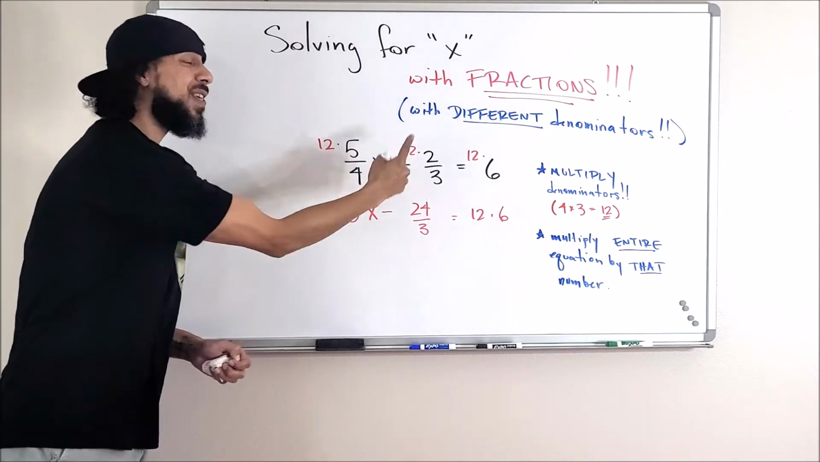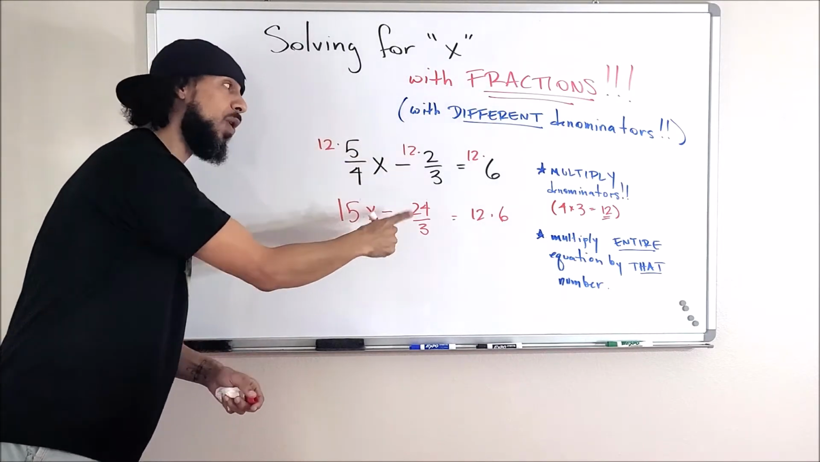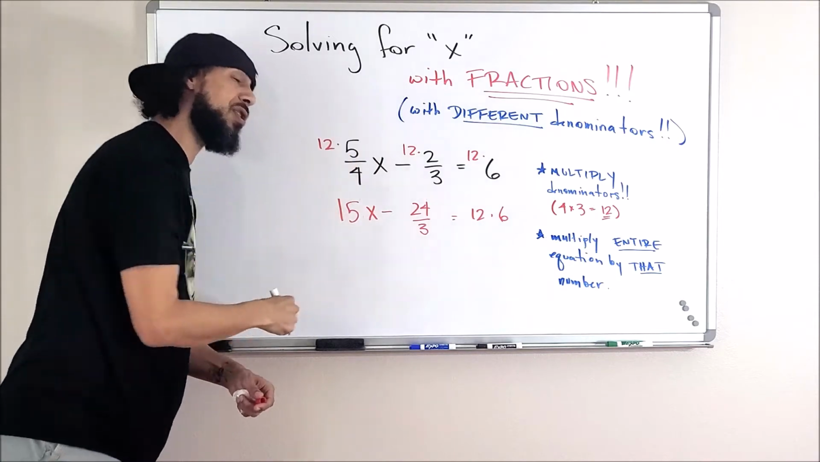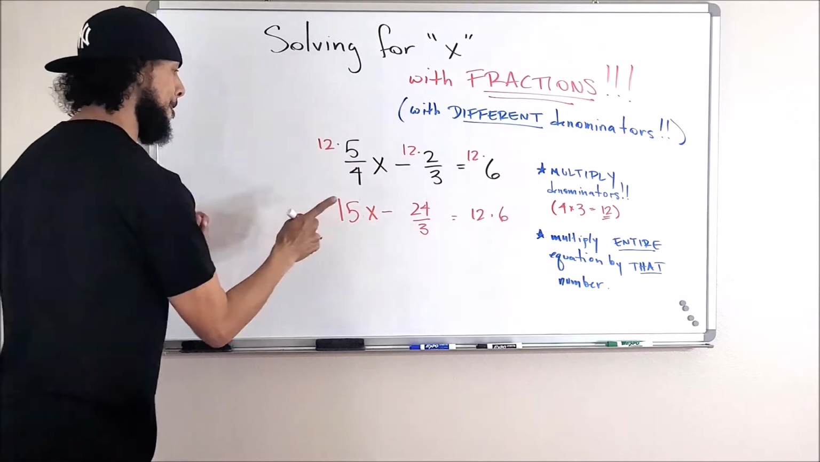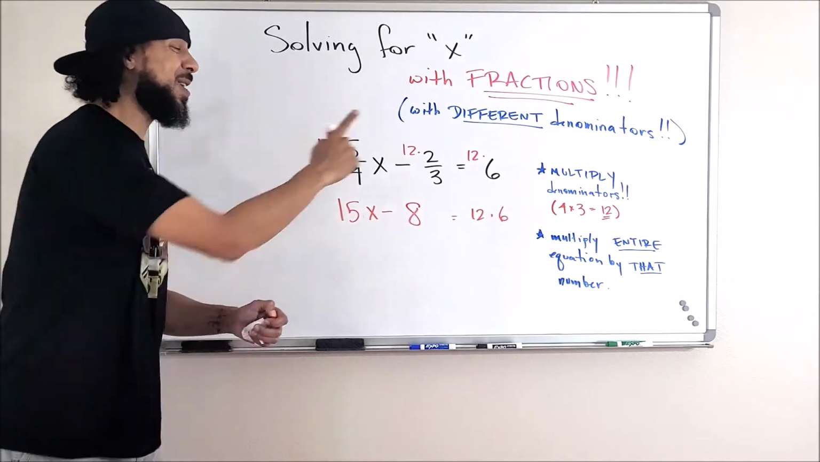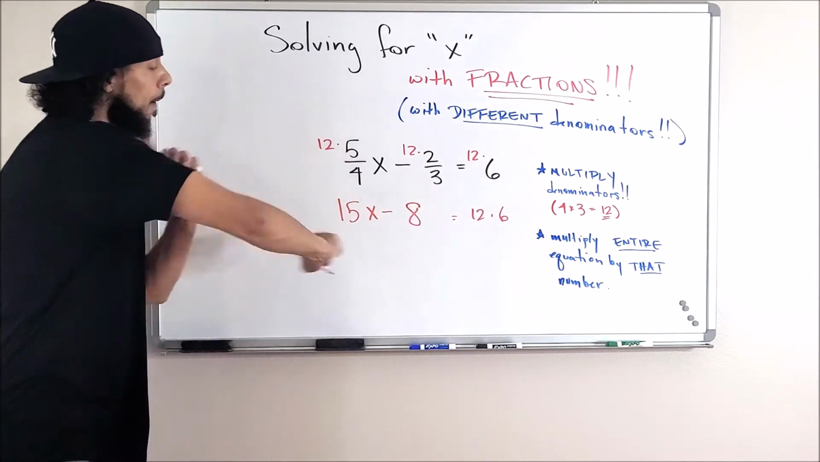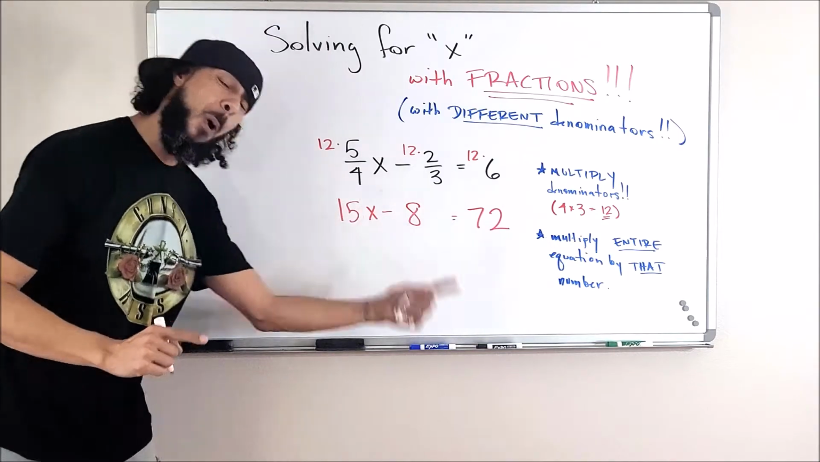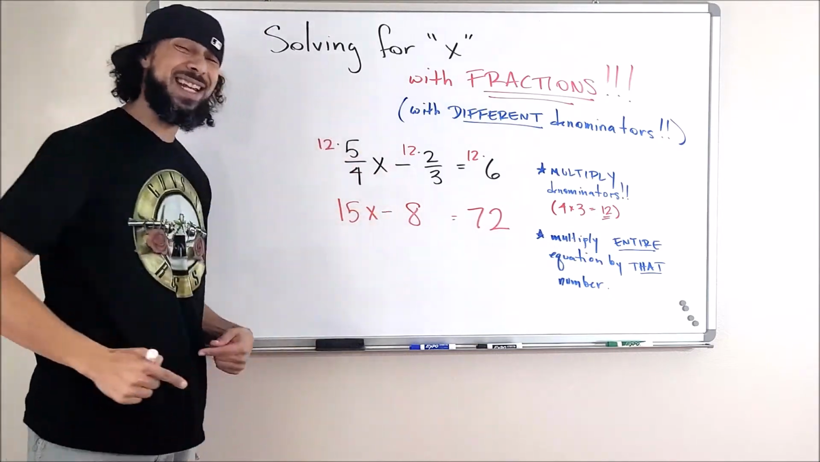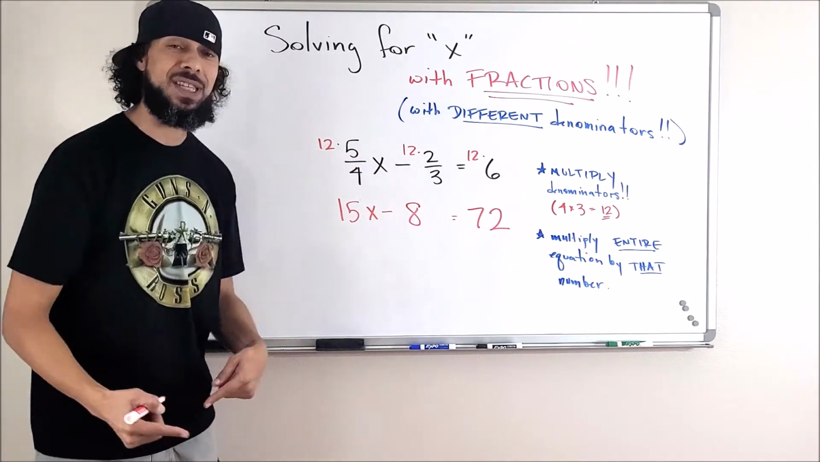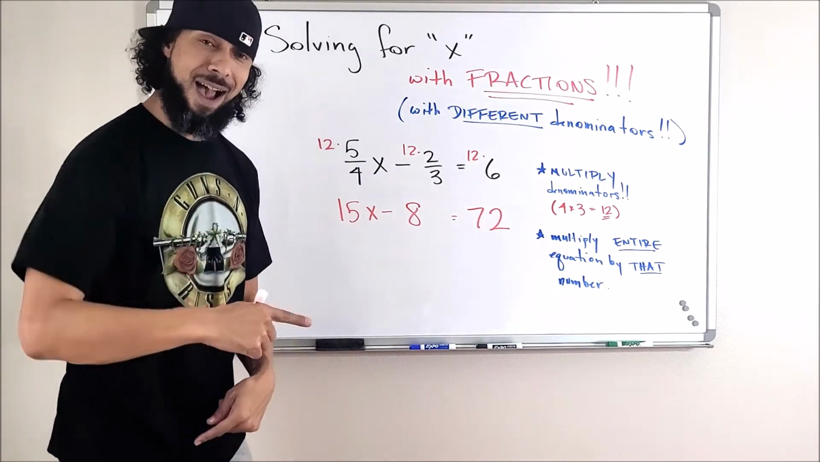Same thing for this one. 12 times 2 on top is 24. 1 times 3 on the bottom is 3. 24 divided by 3 is 8. And on the other side, we didn't have any fractions to worry about, so 12 times 6 is 72. No more fractions. Add 8 to both sides. Divide by 15. Answer.